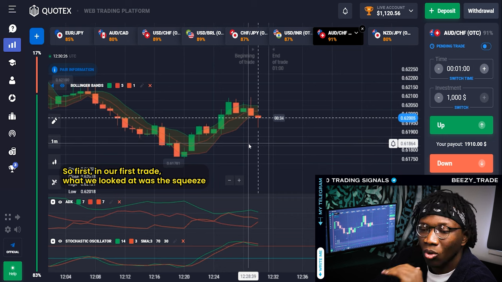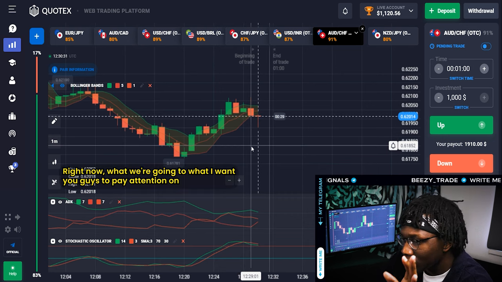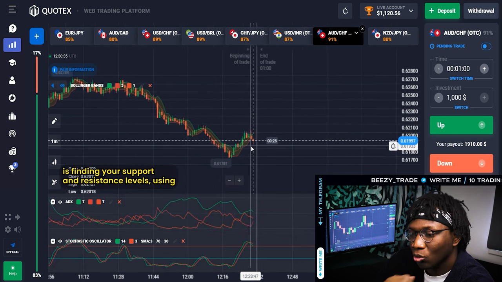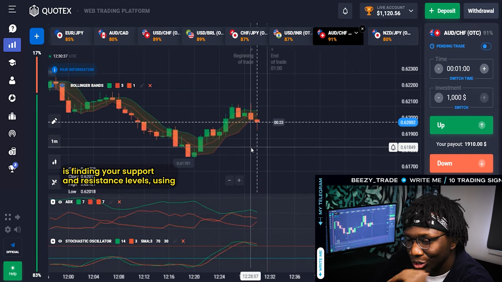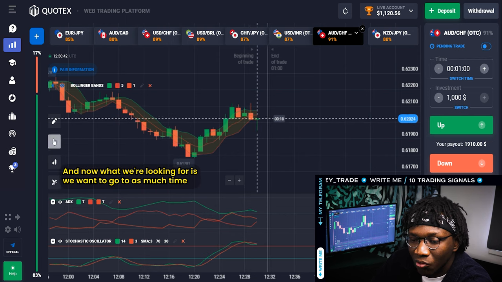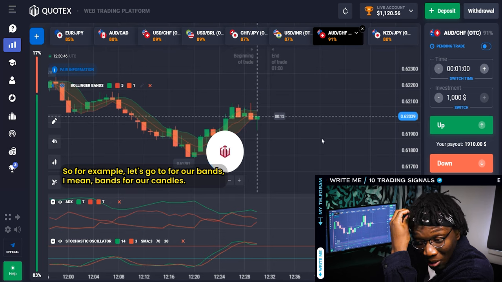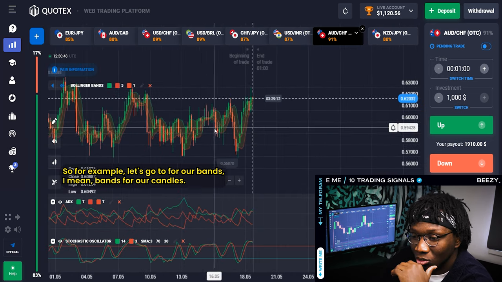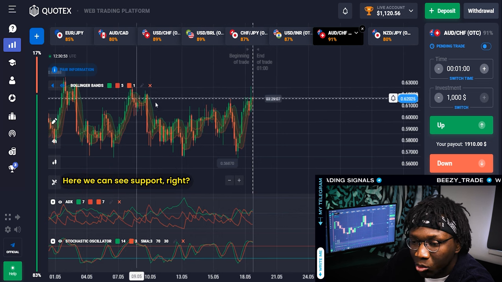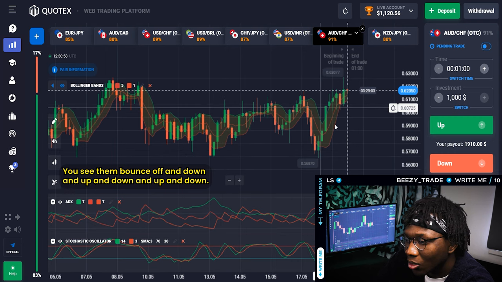So in our first trade, what we looked at was the squeeze strategy. Right now, what I want you guys to pay attention to is finding your support and resistance levels using Bollinger Bands. It's very easy. And now what we're looking for is we want to go to as much time as we can see. So for example, let's go to 4 hour candles. And here what we want to look at is support and resistance. Here we can see support, right? You see them bounce off and down and up and down and up and down.